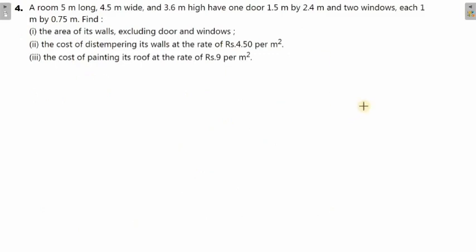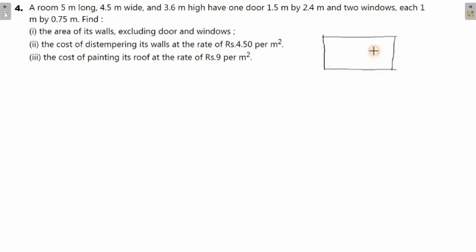Let's move to the next question. So next question says, a room 5 meter long, 4.5 meter wide and 3.6 meter high has one door 1.5 meter by 2.4 meter. So understand the situation here. Let me draw a rough diagram.